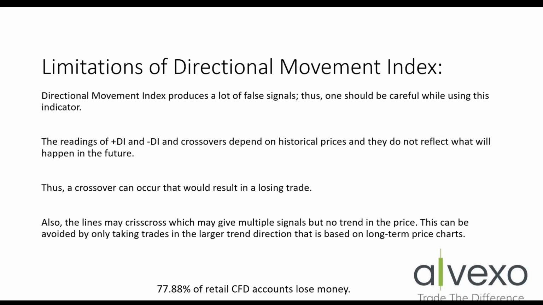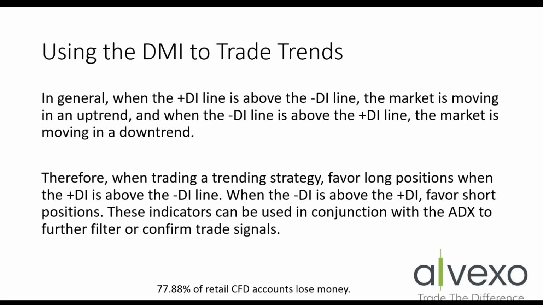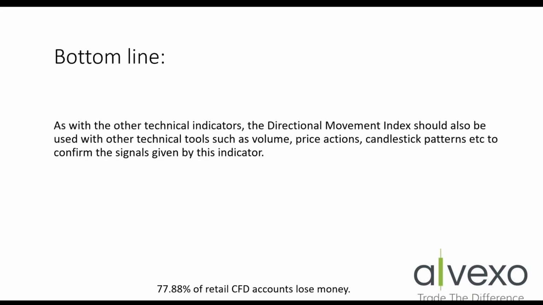Also, the lines may cross over, which give multiple signals but no trend in the price. This can be avoided by only taking trends in the larger trend direction that is based on the long-term price, or only when the ADX is giving you a strong trend. In general, when the plus DI line is above the minus DI line, the market is moving in an uptrend. So this is a very simple indicator.